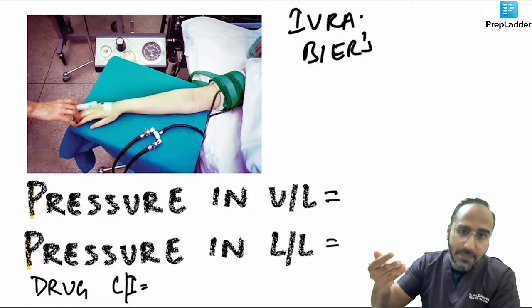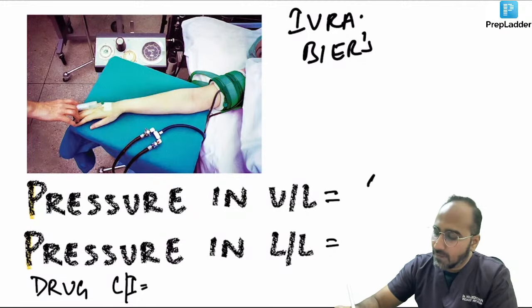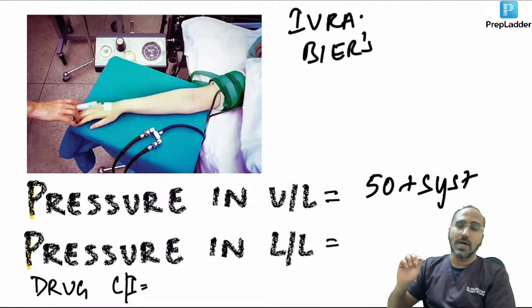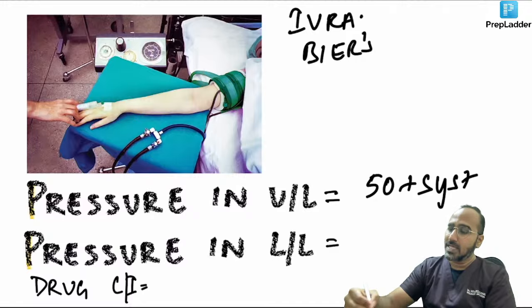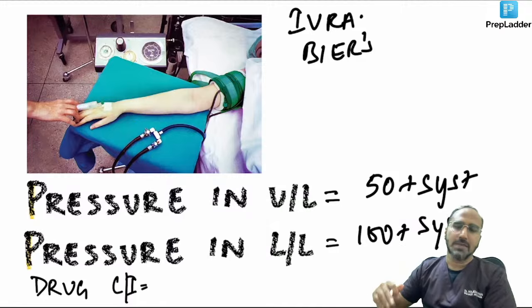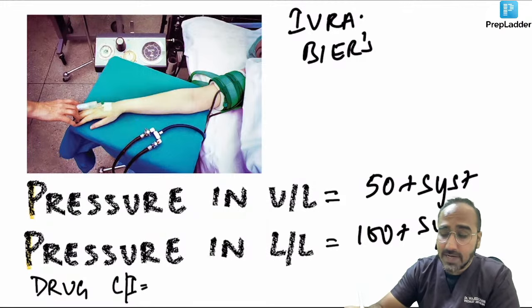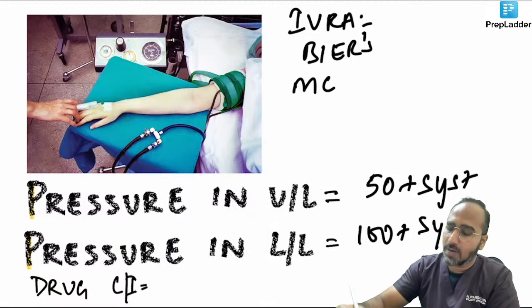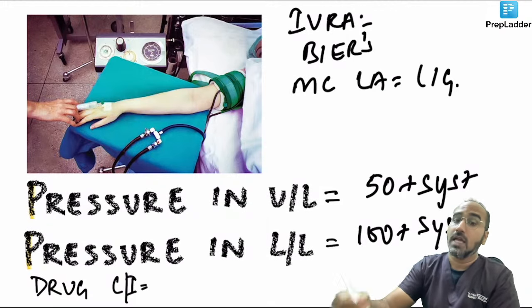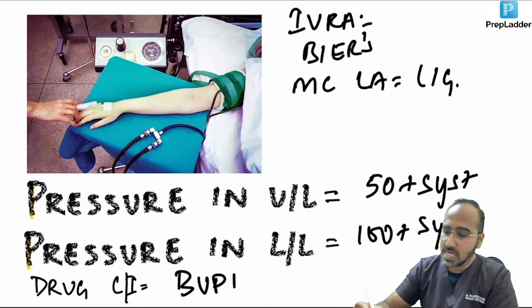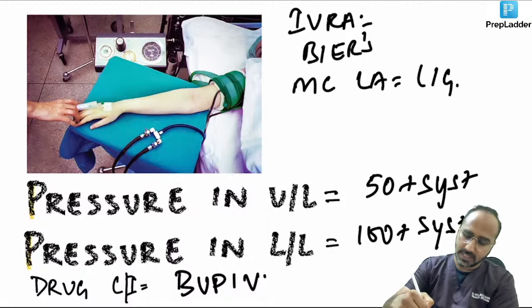What is the pressure of the tourniquet? When you are doing upper limb surgery, it should be 50 plus systolic. If it is a lower limb surgery and you are going for a Bier's block of the lower limb, then it should be 100 plus systolic. Why? Because remember guys, in the lower limb the muscle mass is more and you have to apply more pressure. What is the drug commonly given in IVRA? Lignocaine. Lignocaine is the most common local anesthetic given in IVRA. Which is the drug never given in IVRA? Bupivacaine. Why? Because it's the most cardiotoxic.